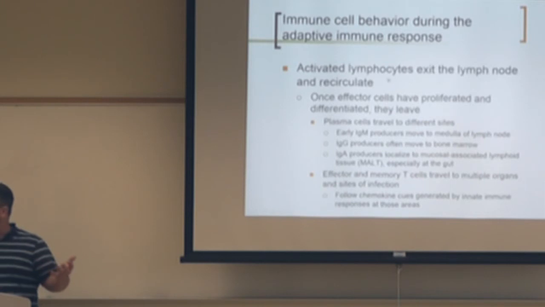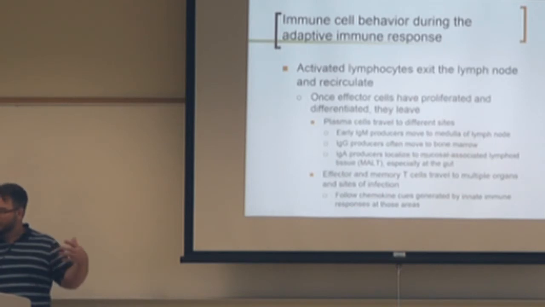And then these cells, once they're activated, will exit the lymph nodes and enter back into the circulation. And as some of the pictures we saw previously, we can see that they'll localize to all areas. Plasma cells, so B cells, early IgM producers move to the medulla of the lymph node. IgG producers often move to the bone marrow. IgA producers localize to the MALT and the gut. And then you get T cells that will travel to multiple organs.